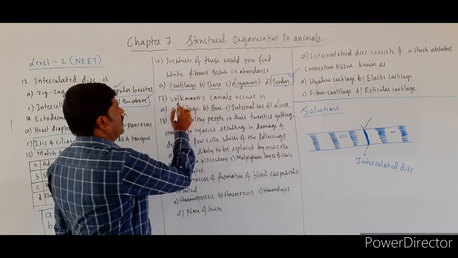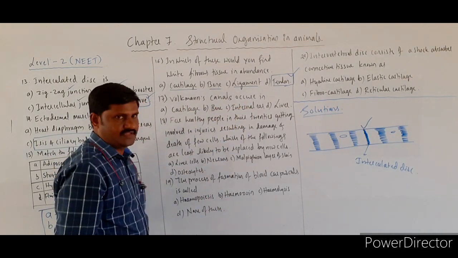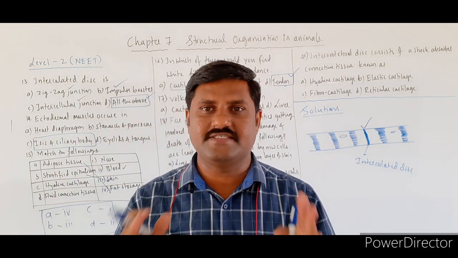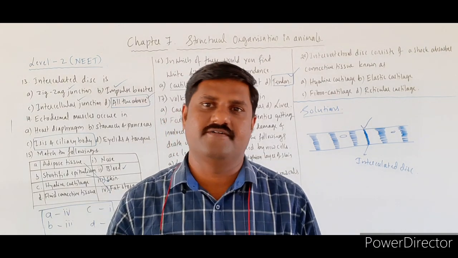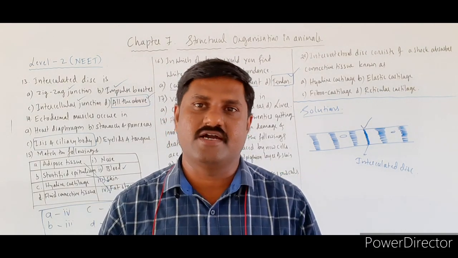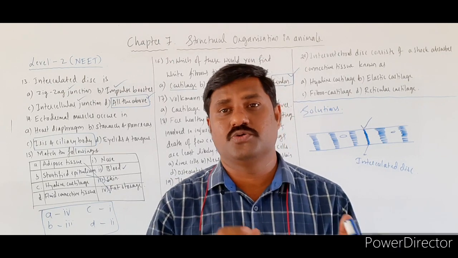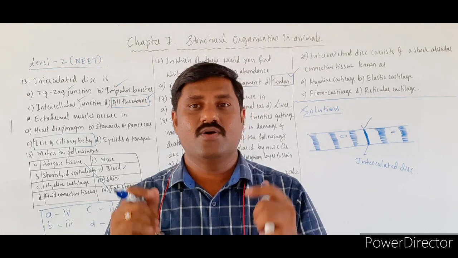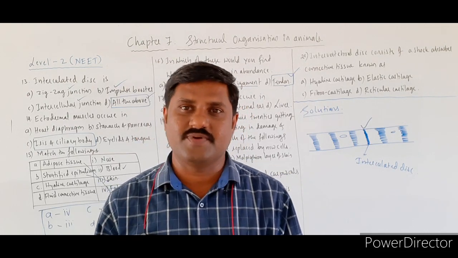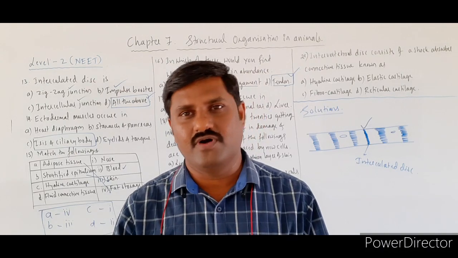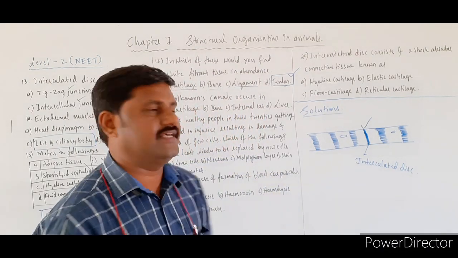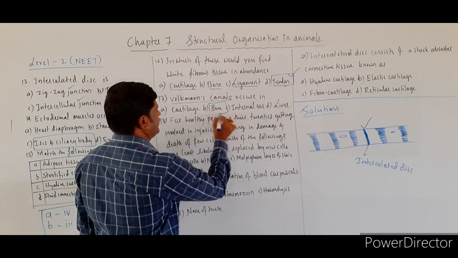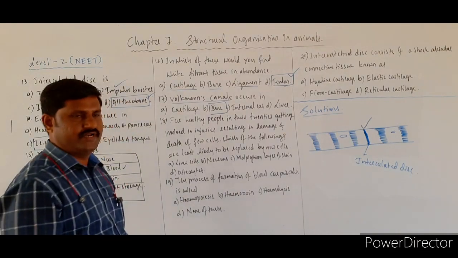So, next one. Wolfman's canals occur in. Already I have told you about the Haversian canal system. That is the Haversian system mainly consisting of the microscopic part of the bone itself. Haversian canals are interconnected with the help of the Wolfman's canals. So that's why it is connected with what tissue? That is bone tissue. That's why the answer is bone itself, right? So Wolfman's canals are related with, or occur in, bone itself.